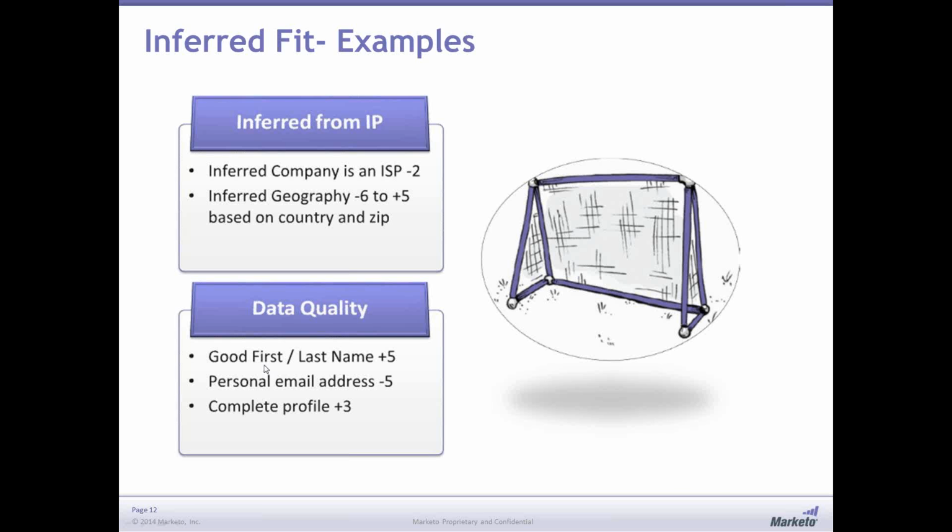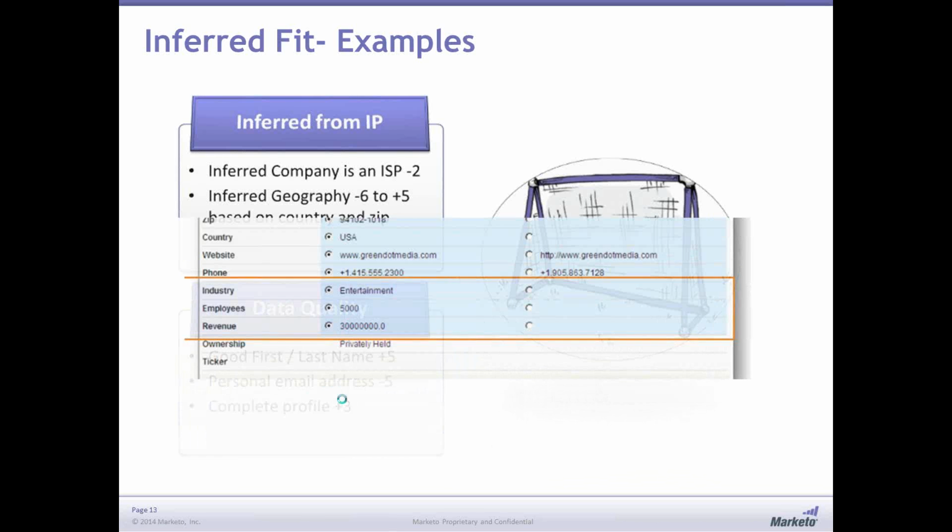It's a data quality where you can always take away some points if somebody has in the first or last name 1, 2, 3, 4, and all those Mickey Mouse junk names. Personal email address, you may or may not, but usually for B2B, we highly recommend taking away some points for personal email addresses. And if somebody gives you all the information, you can add more points. So that's on the inferred.